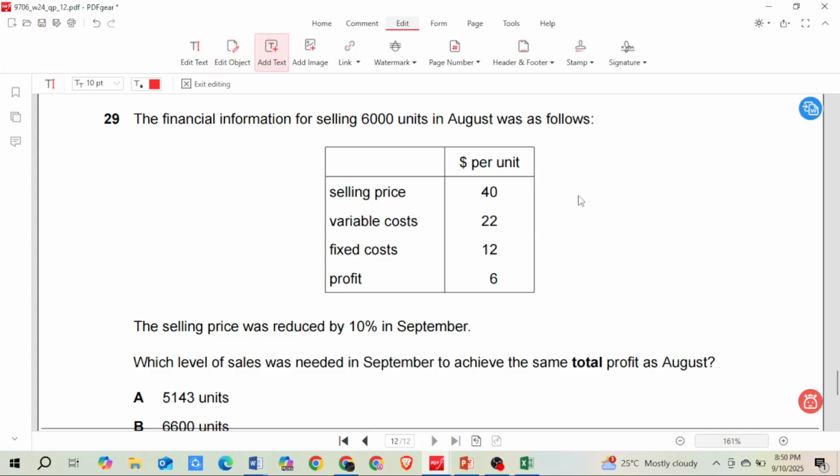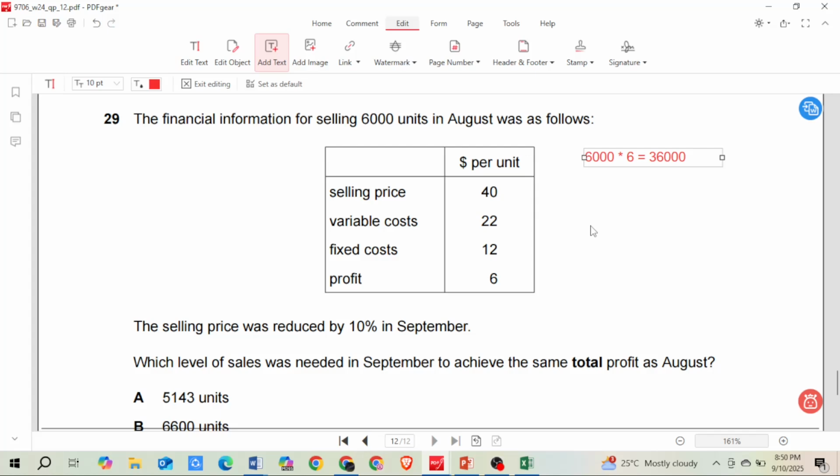In the month of August we were selling 6,000 units and the profit per unit we were making was 6. So 6,000 into 6 will give you 36,000. So we are making 36,000 profit. Okay, so that was the old profit we had. So the question is, if the selling price changed, how many units will it take to make the same profit?